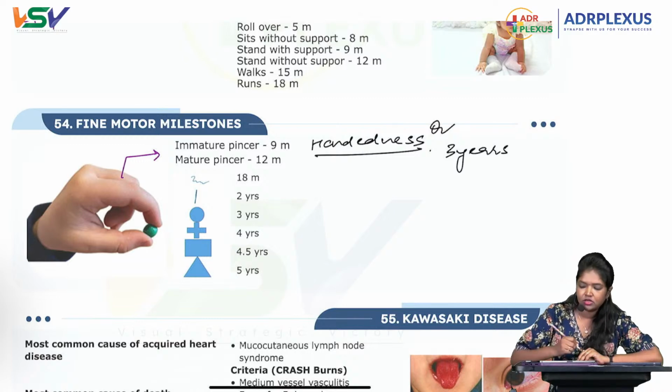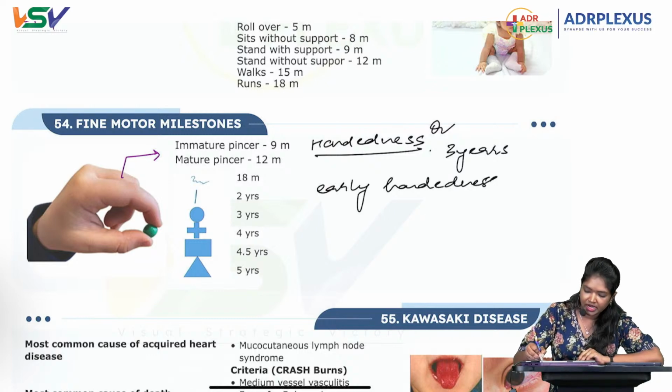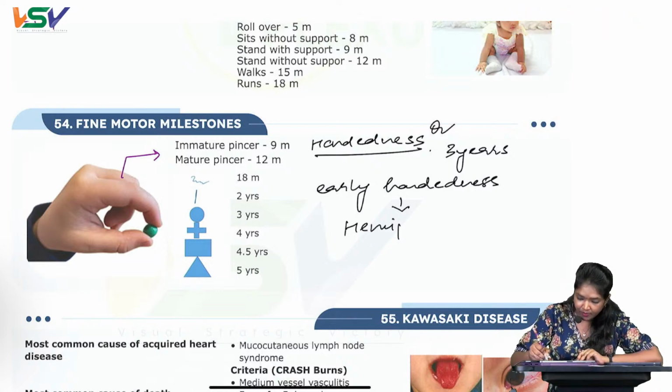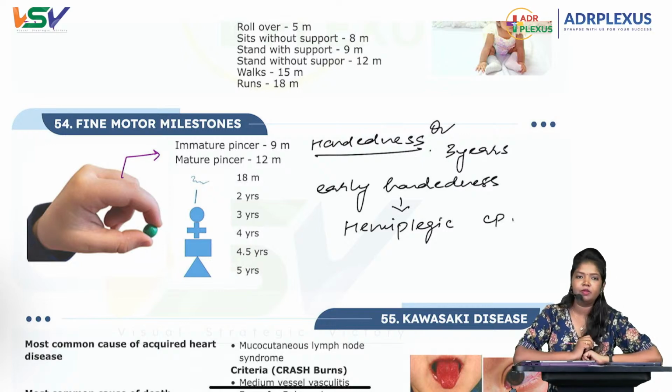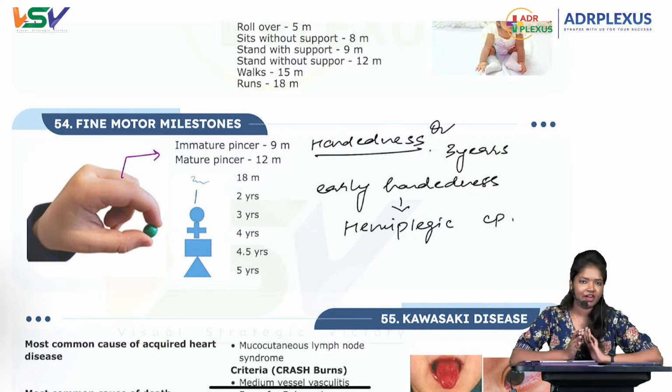Second question: early handedness, where will you see? Early handedness is a feature of what CP, guys? Hemiplegic CP. Please remember, early handedness is a feature of hemiplegic CP. So this is about the fine motor milestones. Gross motor, fine motor, important milestones we have done. The rest of the detailed development is seen in the glossary. We can read it from there.